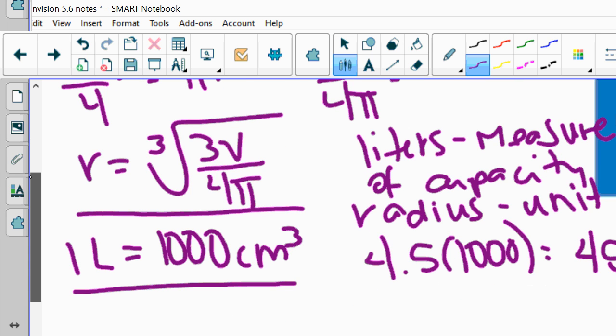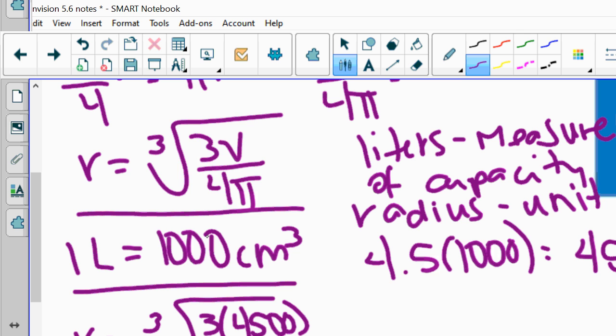Now we're going to plug that into the formula that we just came up with for the radius. So radius equals the cube root of 3 times 4,500 divided by 4 pi. When we work all of that out, we find that the radius is approximately 10.2 centimeters.